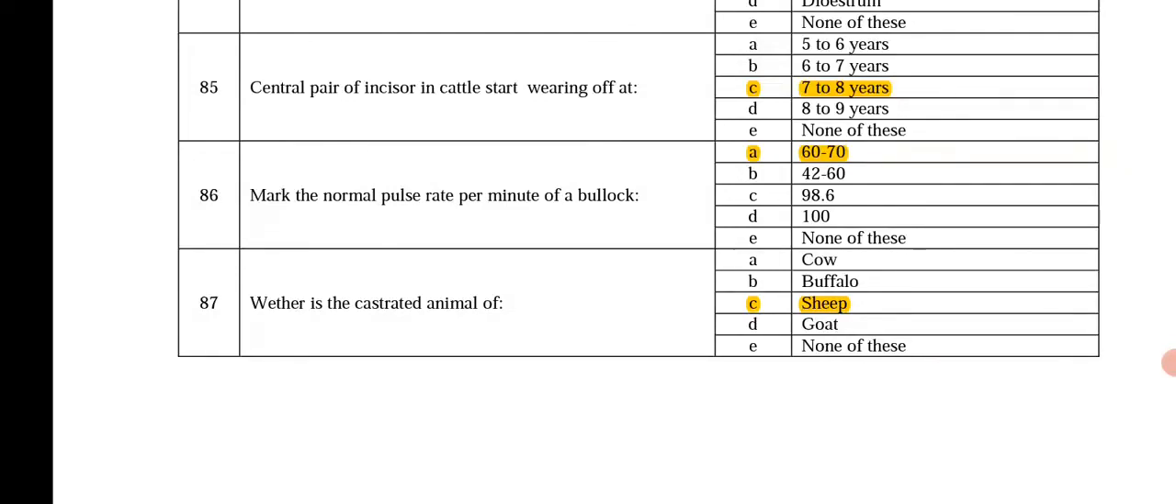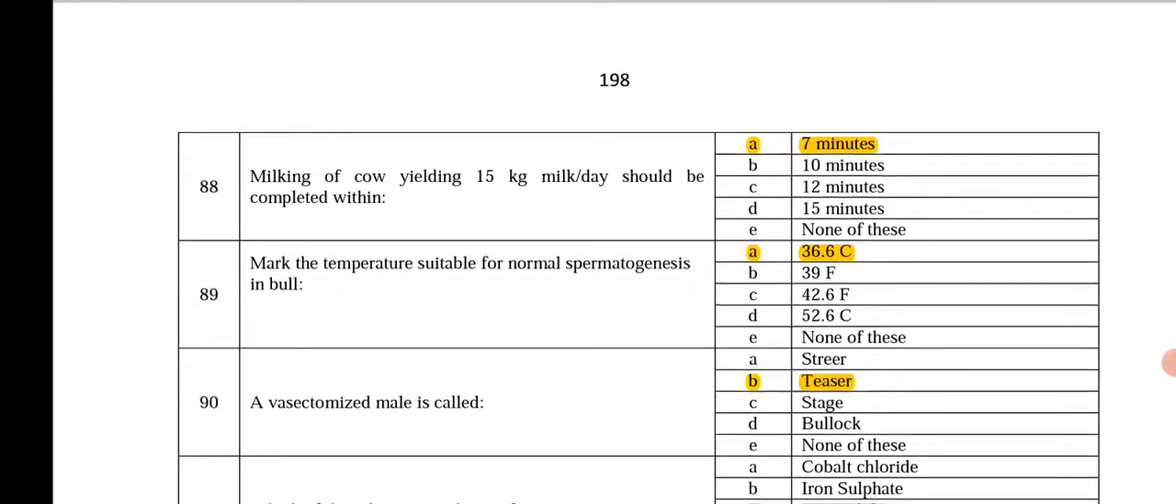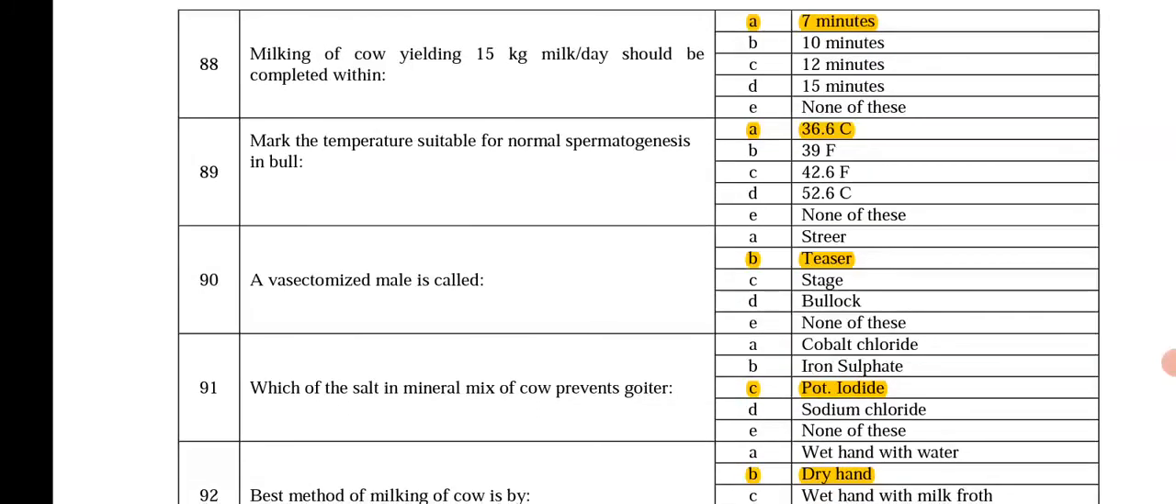Which is the castrated animal of sheep? Milking of a cow yielding 50 kg milk per day should be completed within 7 minutes. Mark the temperature suited for normal spermatogenesis in bulls. 36.6 degrees centigrade is the suitable temperature for normal spermatogenesis in bull. A vasectomized male is called teaser.